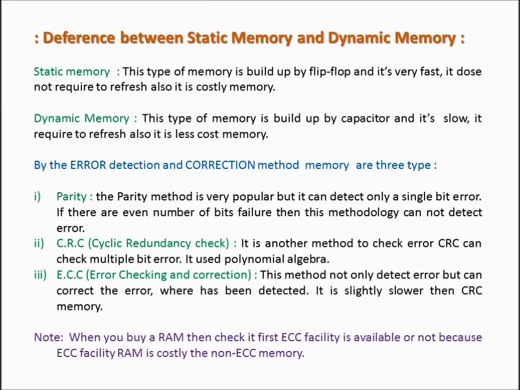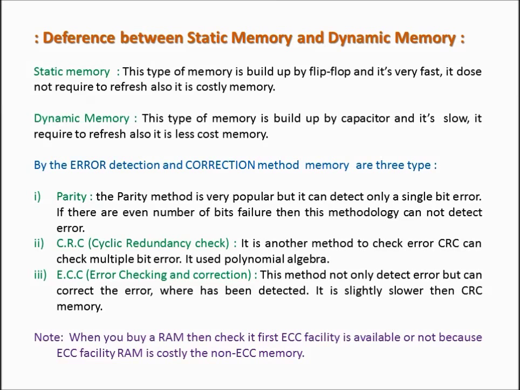Difference between static memory and dynamic memory. Static memory: this type of memory is built from flip-flops and it's very fast. It does not require refreshing, and it is costly memory. Dynamic memory: this type of memory is built from capacitors and it's slow, it requires refreshing, and it is lower cost memory. By error detection and correction method, memory is of three types.